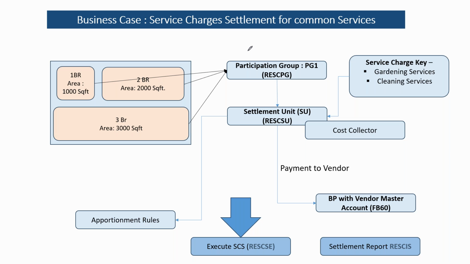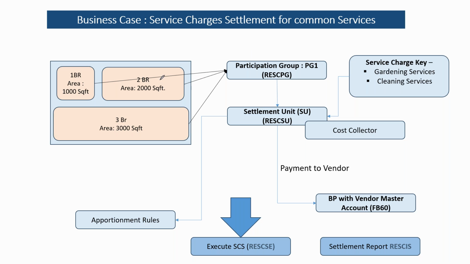So in this case, for gardening services, let's say we have a hundred participants in a group and three service keys, and there could be multiple vendors for multiple service keys. Is that possible? Yes, it is possible. And you can execute them all at the same time.